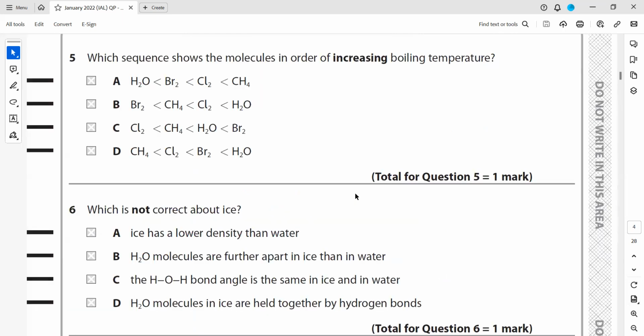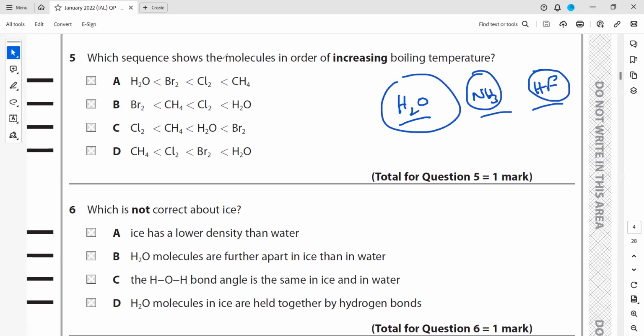Which sequence shows molecules in order of increasing boiling point? To check the boiling point, we have to check the type of intermolecular forces that exist between the molecules. Remember that graph, water is there, ammonia is there, hydrogen fluoride. They should be at the top because they have hydrogen bonds. So the highest boiling point in this case should be water.